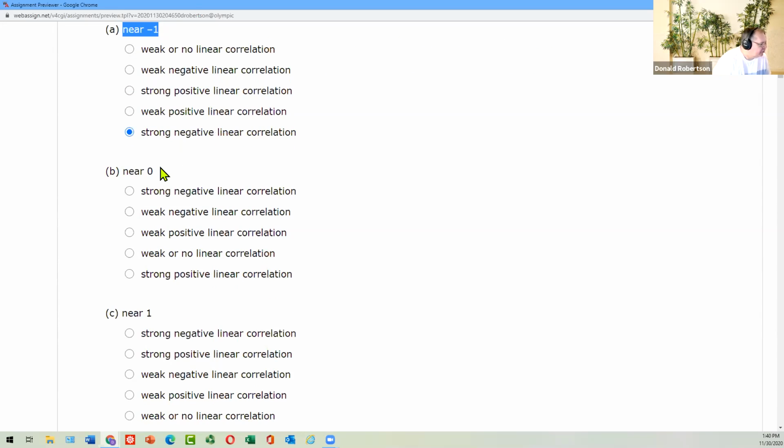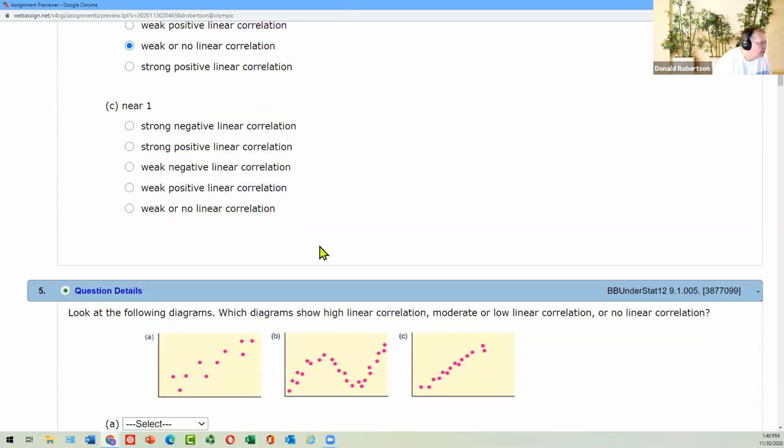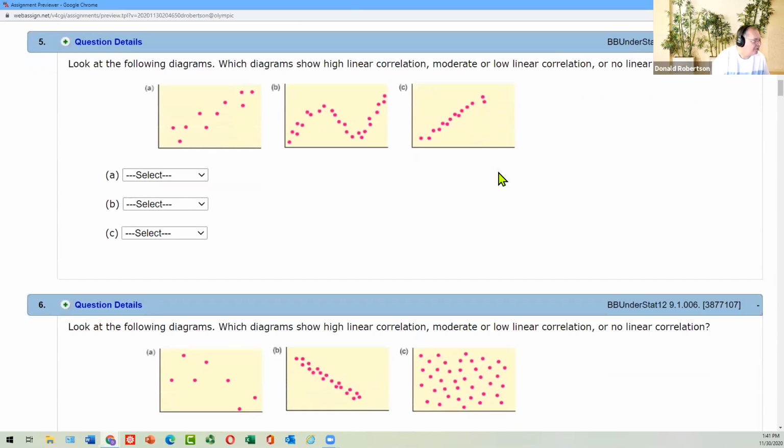If it's near 0, how about weak or no linear? And if it's near 1, how about strong but positive? That makes sense? That was nice and easy, because you only pick a dot. Here are 3 scatter plots. And then there's another 3 after, but let's look at question 5 first. Can I get a little bit more size on that? Because I'm not sure what size your screens are.